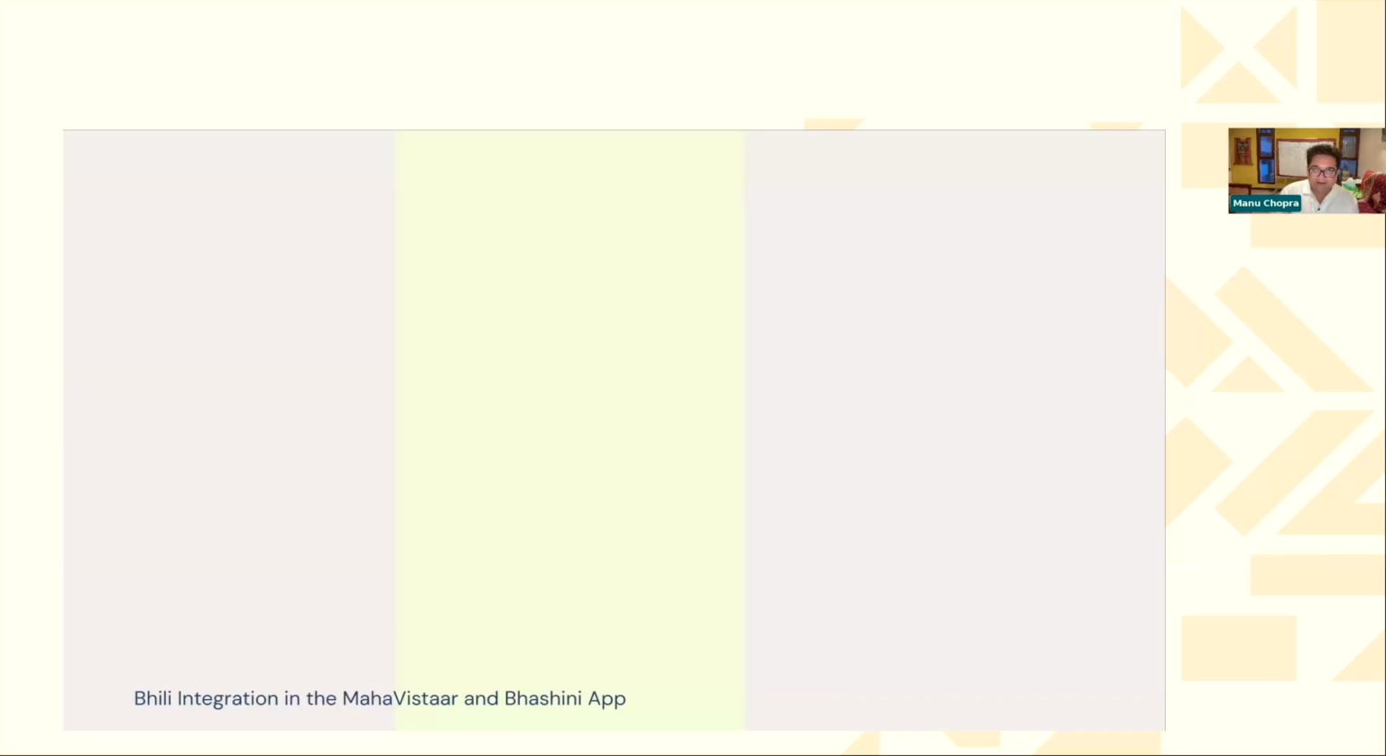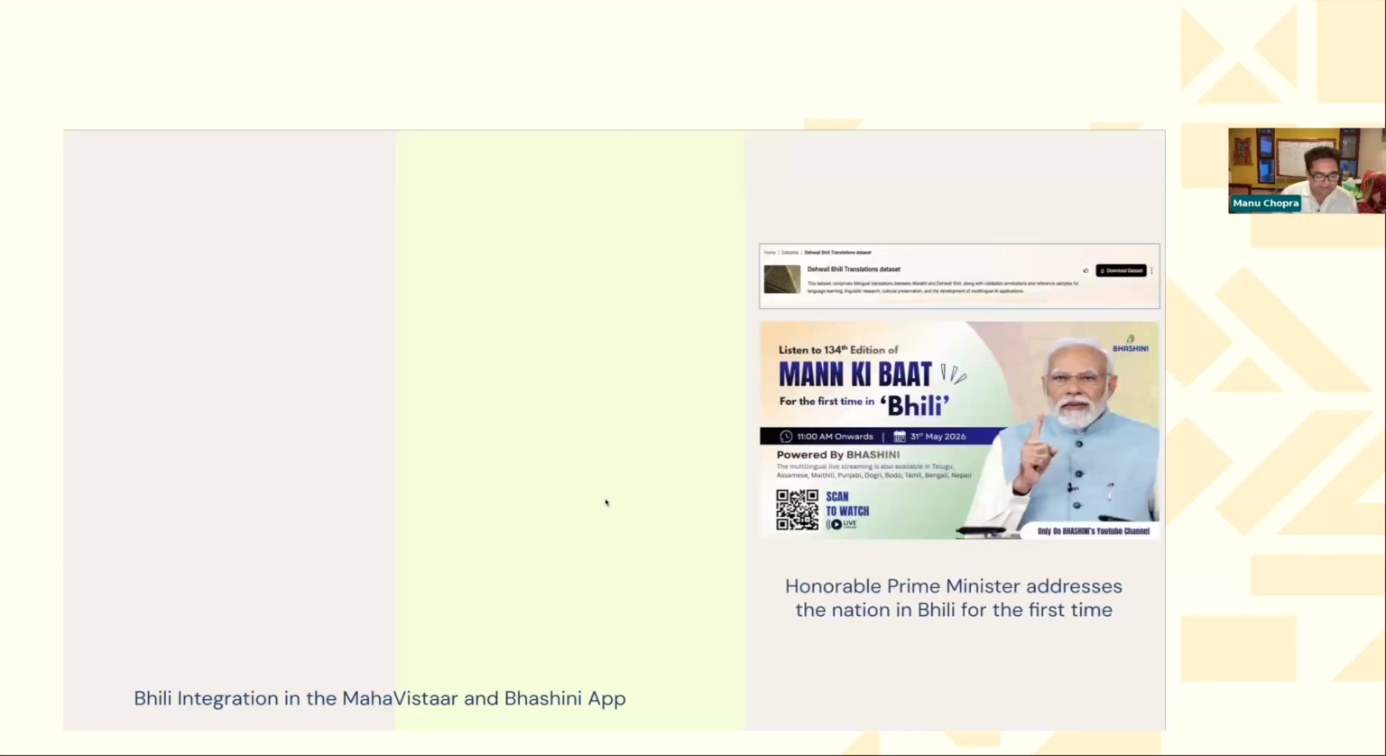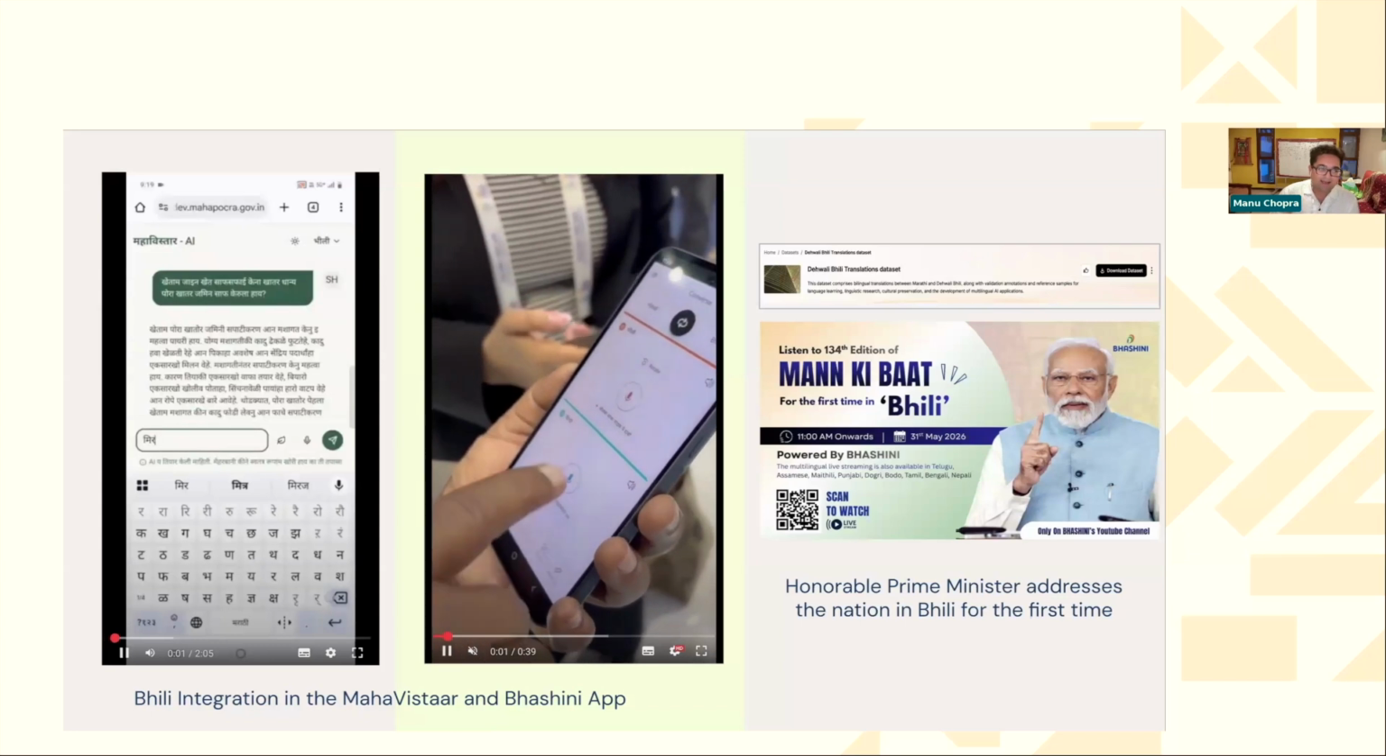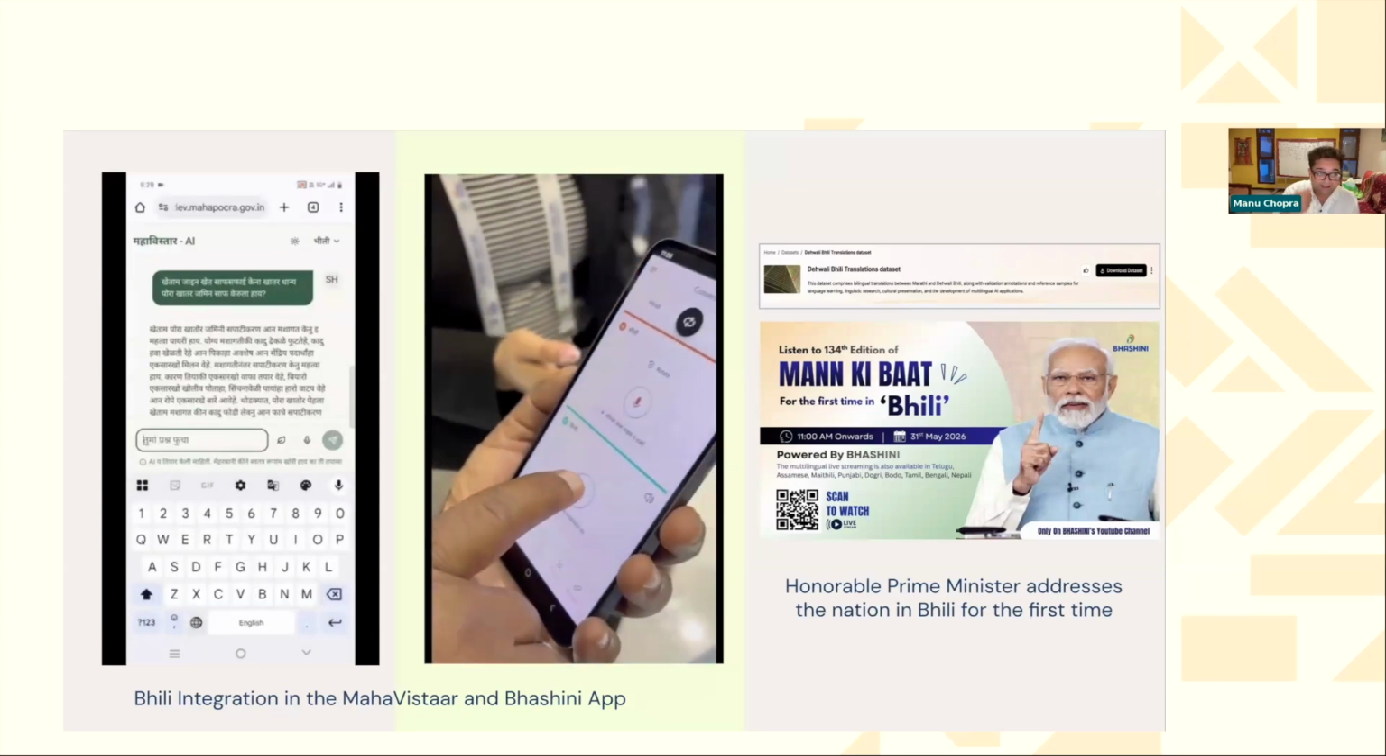The success we saw here is a factor of just how incredible the ecosystem in India is, including incredible people like Xstep. So you see, for some reason, the videos are not loading up, but we were able to integrate the language into Mahavistar, which is India's agri advisory app that was used by 25 million people every month. And people were able to now use this agri advice and get advice in their own language.